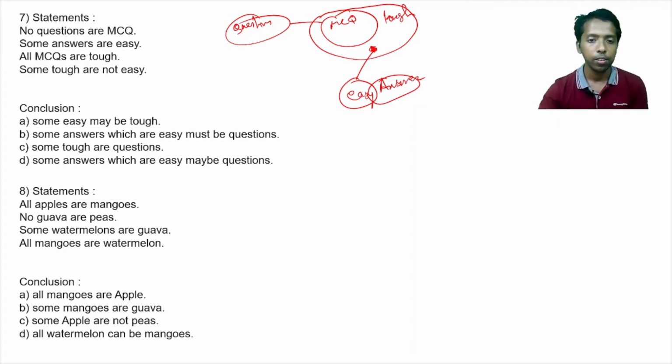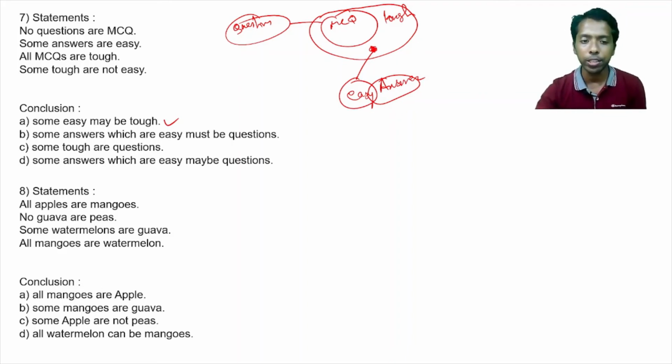So this is a diagram here. Some easy may be tough. Yes, some tough are not easy, but here it's saying exactly the opposite, that some easy may be tough. Some tough are not easy, but any part of easy may or may not have any relation. That is not mentioned in the statement, but part of tough is not easy, that is mentioned. But here in the conclusion it's saying that some easy may be tough. Yeah, it can be, no issues in that possibility case, right? I hope this is clear based on the diagram and what I am saying.